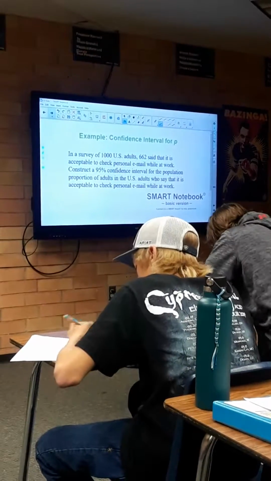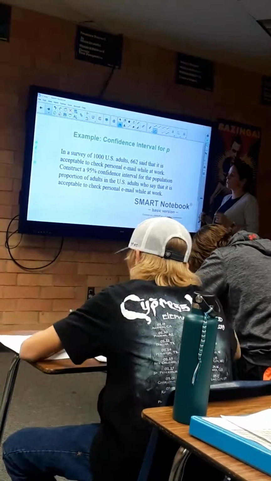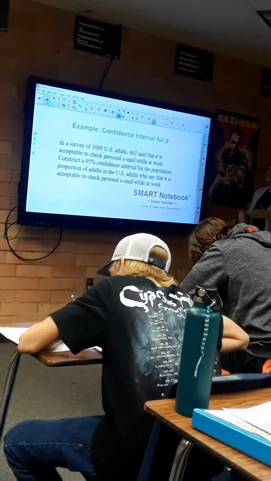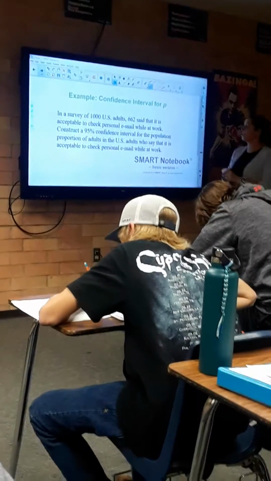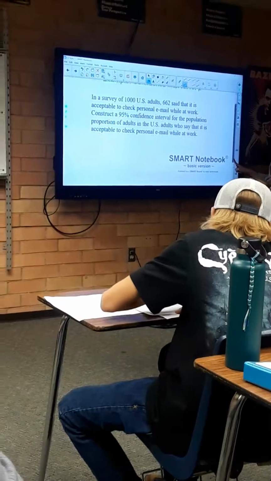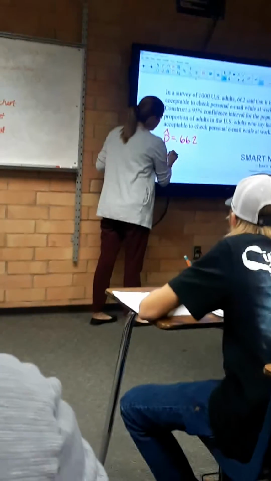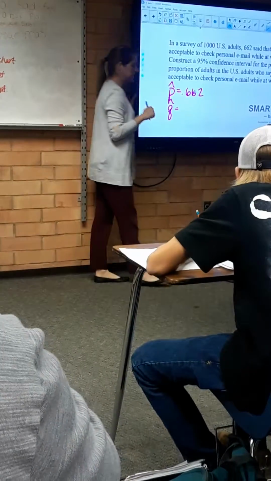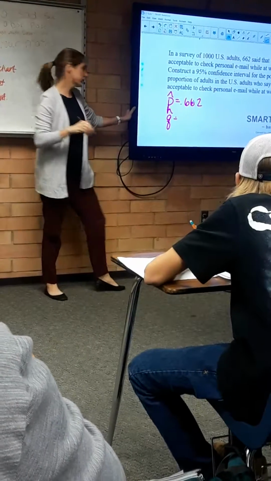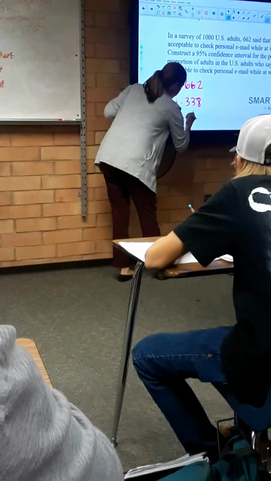Same thing. In a survey of 1,000 U.S. adults, 662 said it is acceptable to check personal email while at work. Construct a 95% confidence interval for the population proportion of adults in the U.S. who say that it is acceptable to check personal email. So, p hat, we already found it, is 0.662. q hat is 1 minus that. So what do you get? 0.338. We need to know what n is, and n is 1,000, correct?